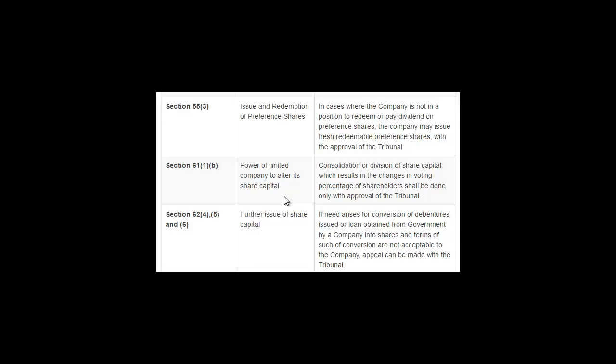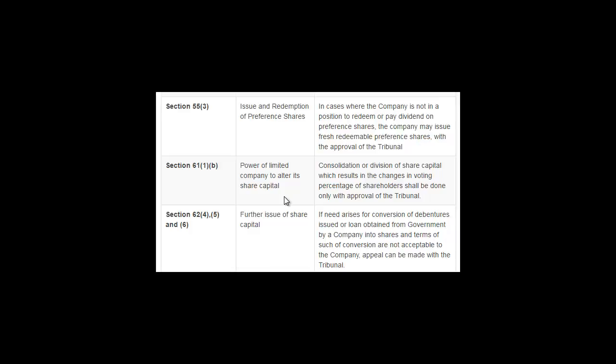This is a very welcome note because mostly what was being done earlier is that people misuse the consolidation or division of share capital. Now if you need to divide or consolidate the same, you have to see what would be the impact on the voting percentage of shareholders. If any impact is seen, then you have to take specific approval of the tribunal.